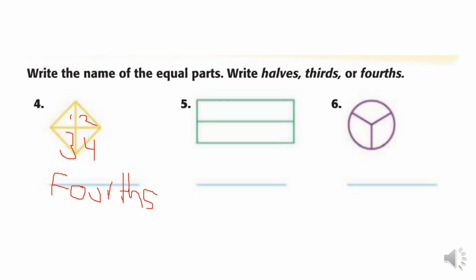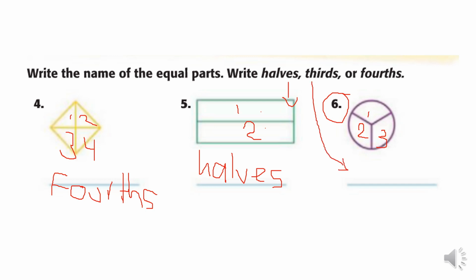So in number 5, we have 1 and 2. If it's half of it, we're going to write halves. Yes, halves. What does halves mean? Mitad. Yes. In number 6, we have 1, 2, and 3. So if it has 3, we're going to write thirds. Very good. Thirds. You're going to write it so pretty. Very good, guys.